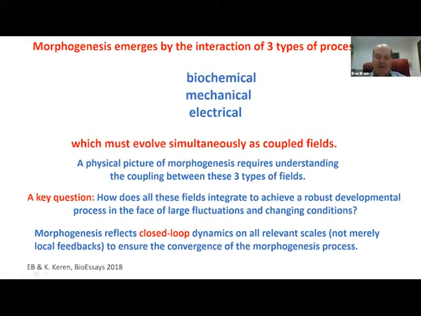And the main problem is what I call here closed loop dynamics, because you can study a sub-process, but then in order to stabilize it, you have to bring in external processes, and these external processes are required in order to ensure the convergence and robustness of the process. And the point about a physical framework of morphogenesis is to try to understand the closed loop dynamics. And this is the greatest challenge. Again, this is described in more detail in this perspective in BioEssays.